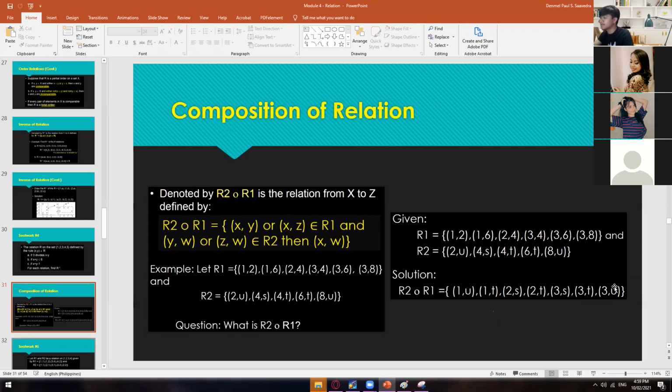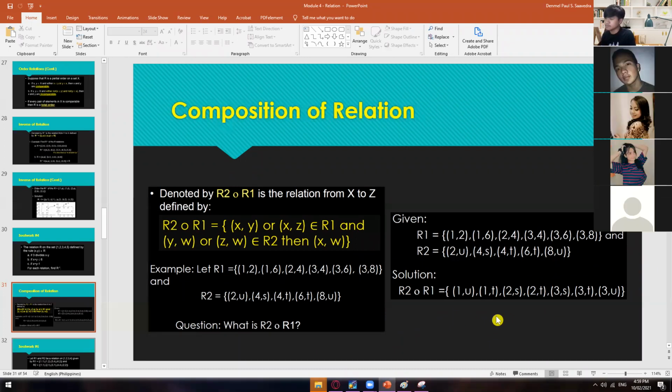All right, so if ever there is a repeated ordered pair, just remove that one since this one is a set. So we don't need repeated ordered pairs when it comes to sets. So all of them should be distinct ordered pairs or distinct elements. So did you guys get this one so far? Composition of relation. Yes, sir.